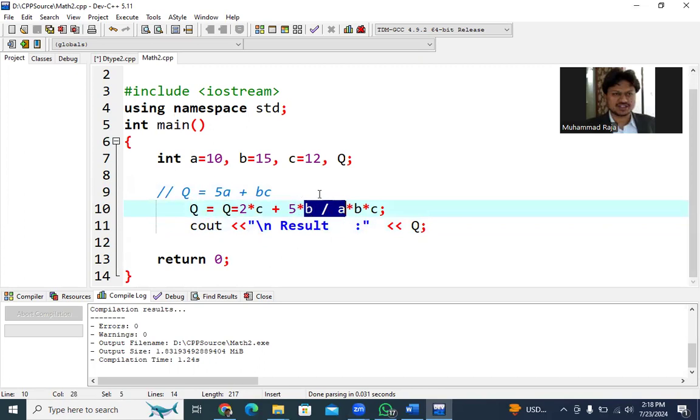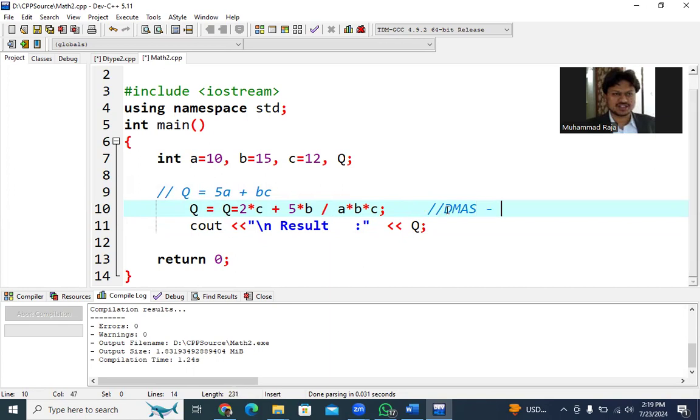This expression is calculated first, because there is no parenthesis stopping it. When they use B divided by A, the result is then multiplied by B, and that whole thing is multiplied by C, then 2 multiplied by C, and then the addition will be completed. We know the DMAS rule, remember from your grade 5: divide, multiply, add, and subtract.